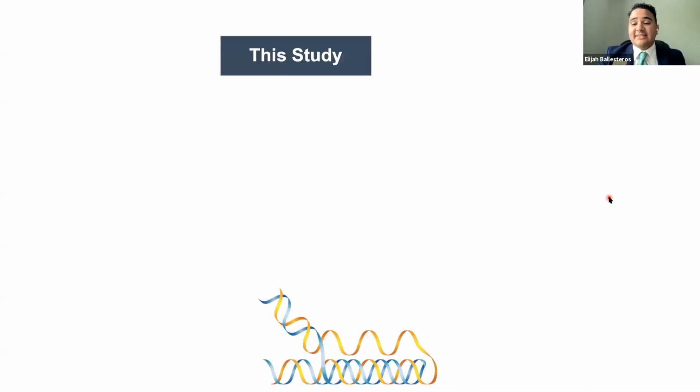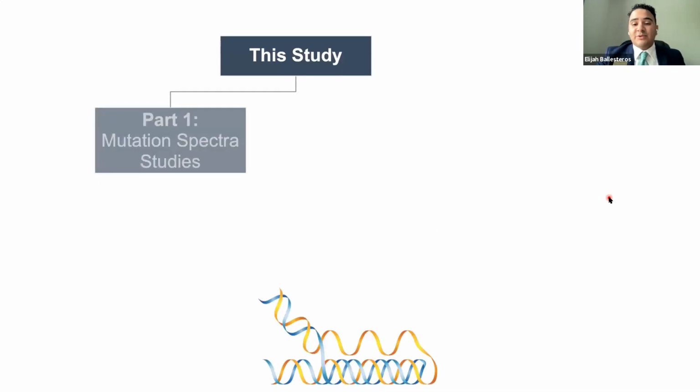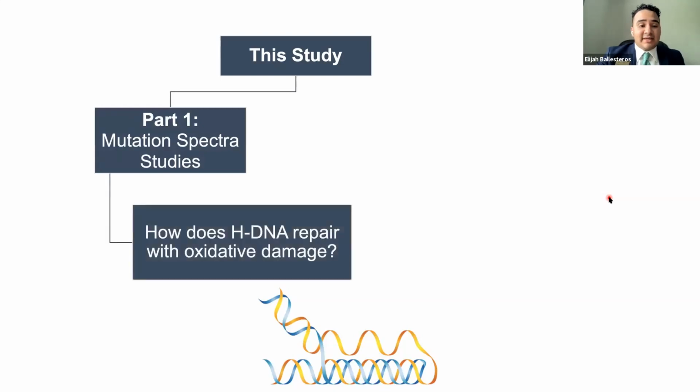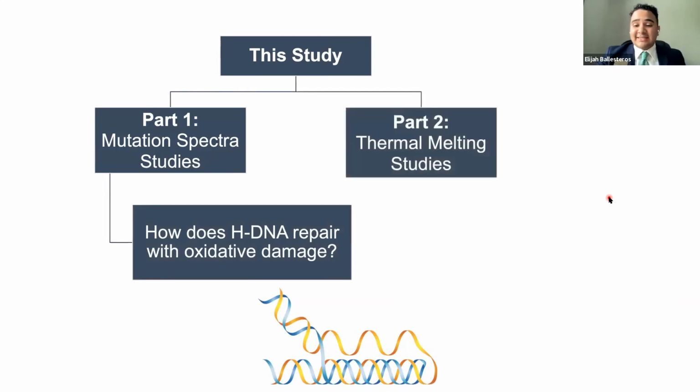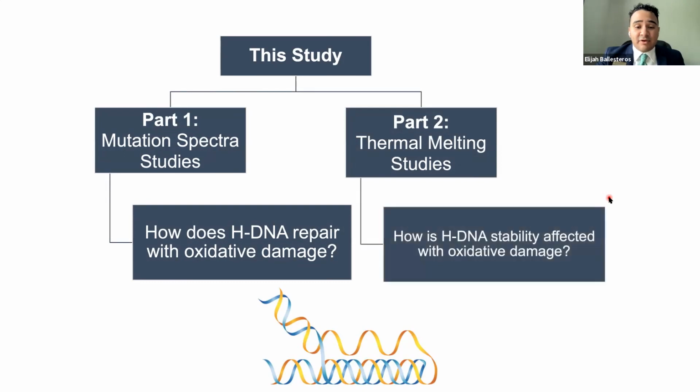So this study analyzed data in two different ways. First was in DNA sequencing to generate mutation spectra that were used to determine how the DNA was being repaired, the HDNA and the bDNA. And second was collecting thermal melting studies, melting points to determine if the triplex even formed and the stability of the triplex when compared to control groups. Both studies examined the effects of ROS on the HDNA.